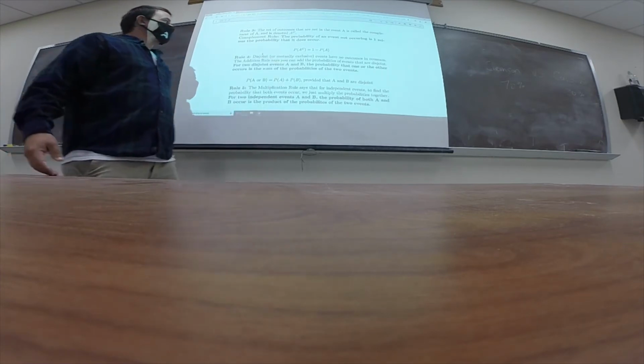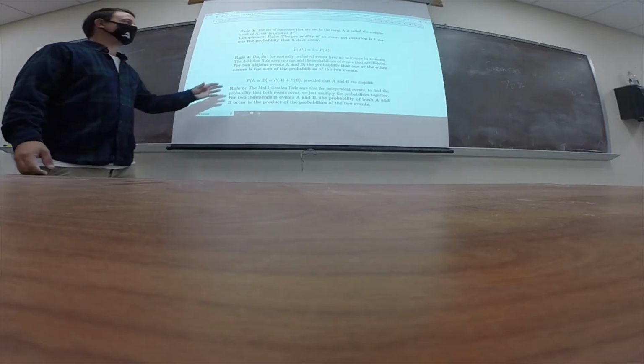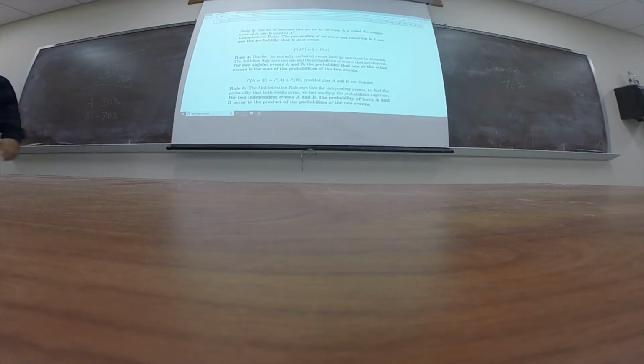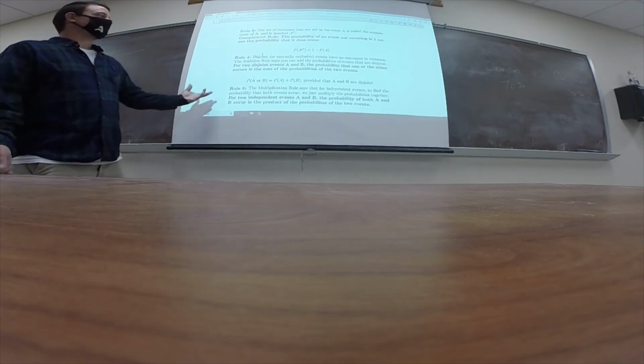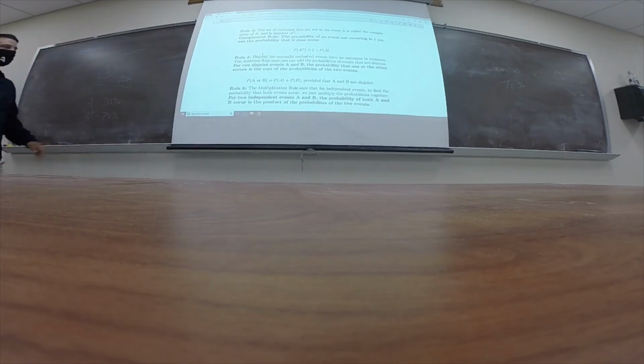All right. Disjoint, or mutually exclusive, events have no outcomes in common. The addition rule says that you can add the probabilities of events if they're disjoint. For two disjoint events A and B, the probability that one or the other occurs is the sum of the probabilities of the two events. Probability of A or B equals probability of A plus the probability of B, as long as they are disjoint.